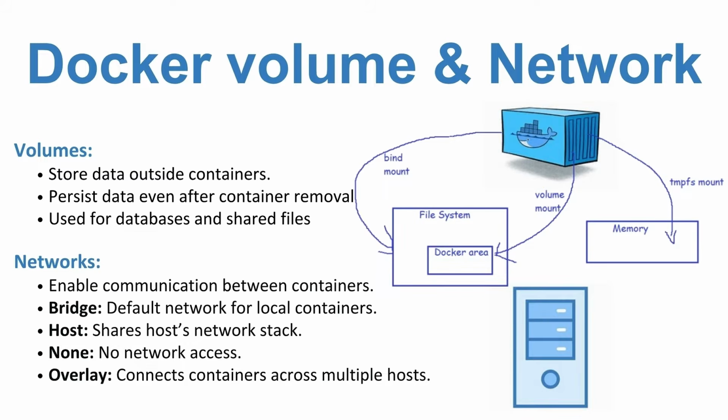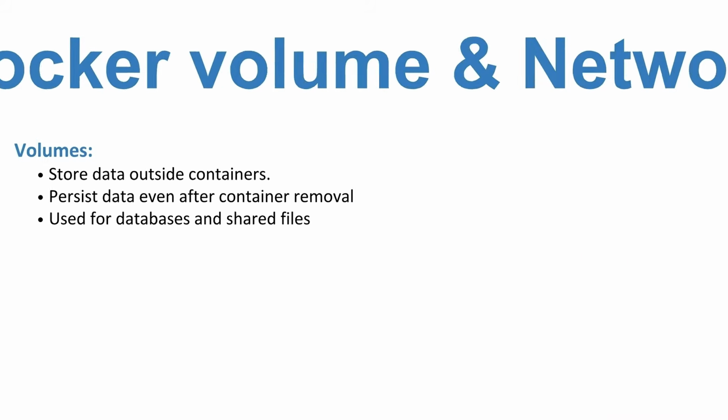Docker networking enables containers to talk to each other. The bridge network is the default for local containers. Host mode gives containers direct access to the host network. None isolates them completely, and overlay connects containers across multiple Docker hosts, great for distributed systems. Now let's move to part B.